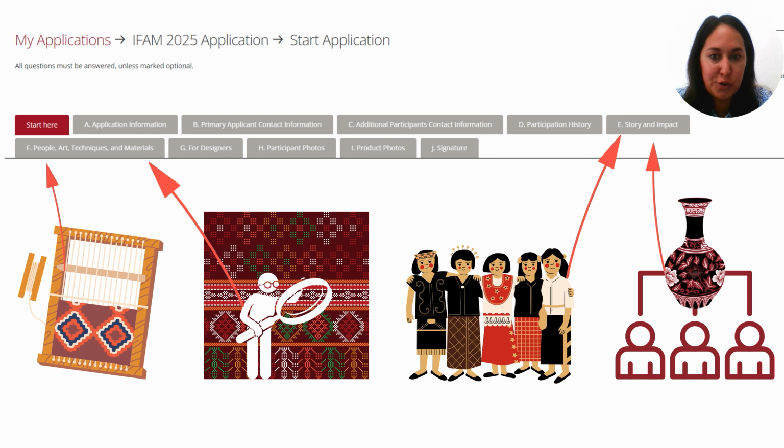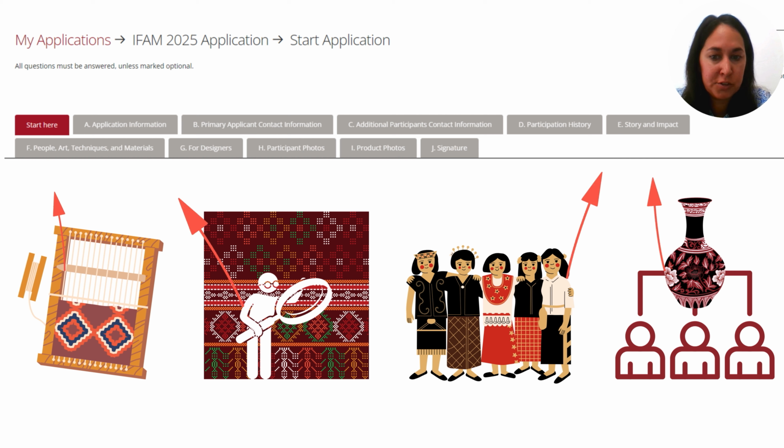In Section E on Story and Impact, please explain in as much detail your story and how it impacts other artists, family members, friends, or communities that you work with. In Section F, called People, Art, Techniques, and Materials, answer in as much detail as possible who are the artists you work with, where do the designs and motifs come from, what traditions connect to these designs and motifs, explain what the materials are that you work with and where they are sourced by you or the artist.